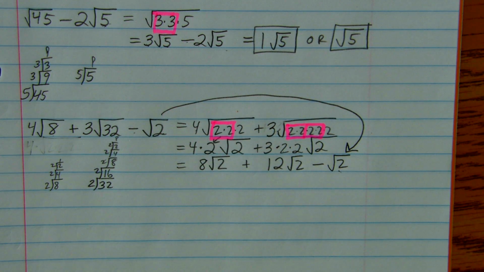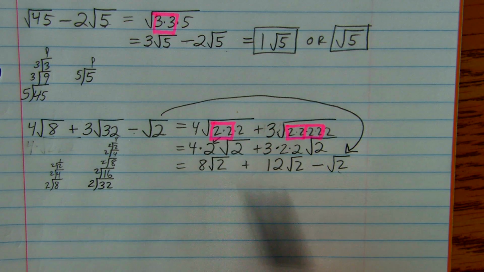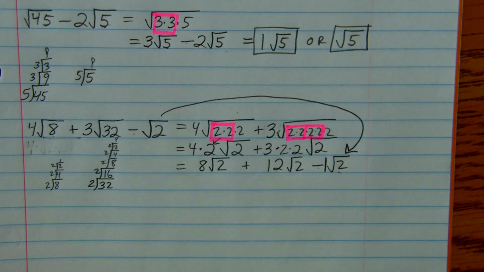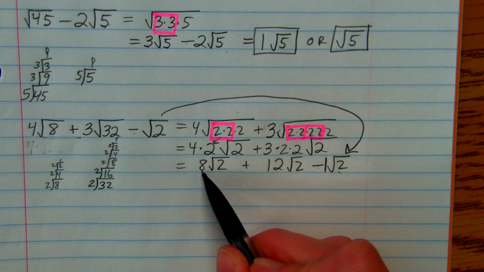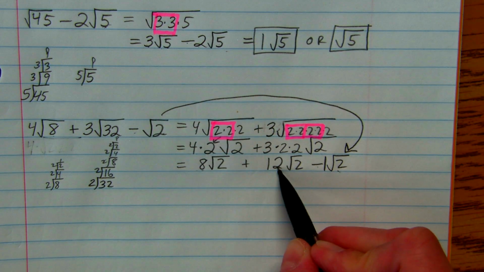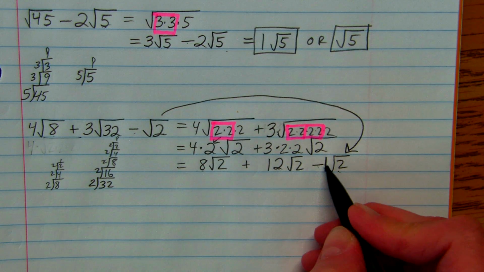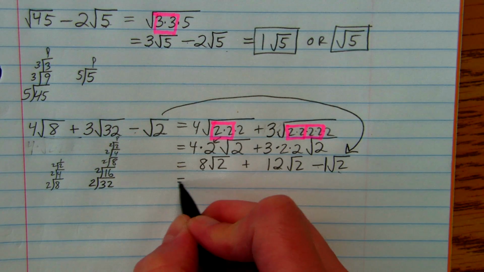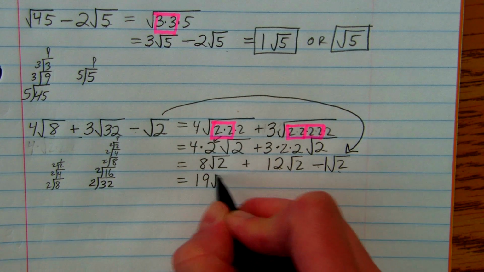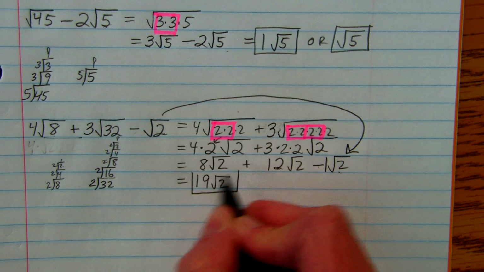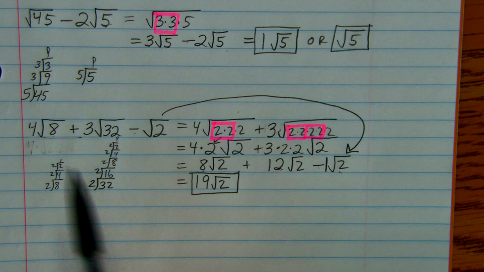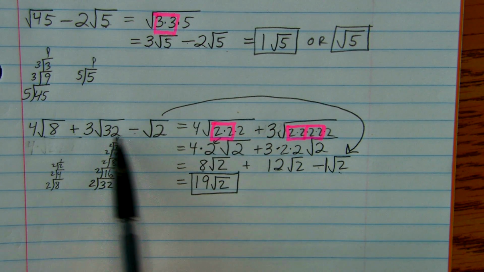What do you think? I'm guessing the negative has a 1 if I'm considering. Yes, so we could put a little 1 there if you want to. So then when you add it all up, it should be 19. 8 plus 12 is 20, and then subtract 1. 20 minus 1 is 19 square root of 2. So anything that comes out to be like terms, this is why we have to simplify them first before we add.